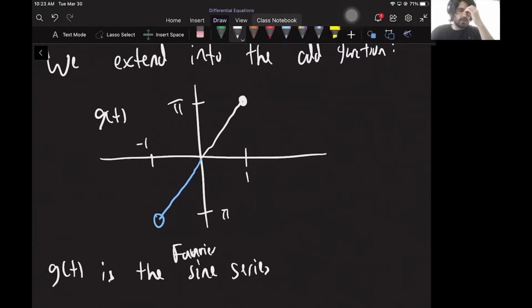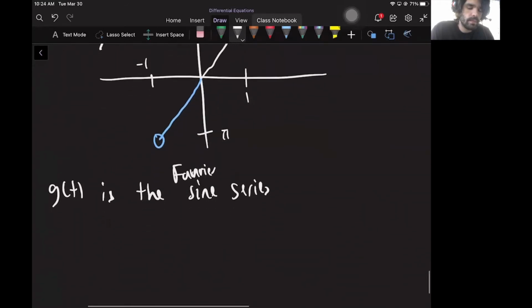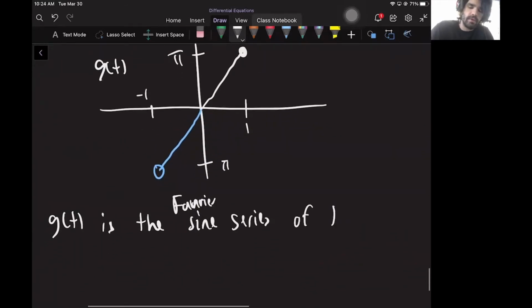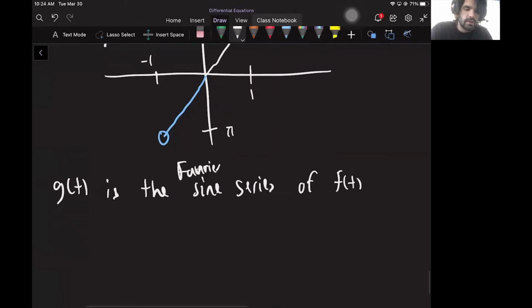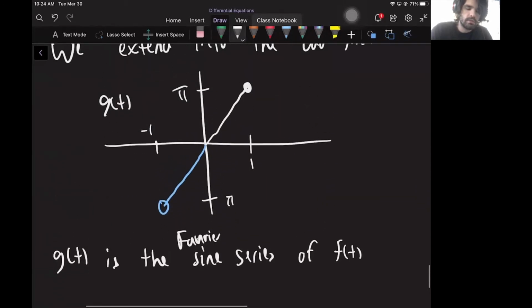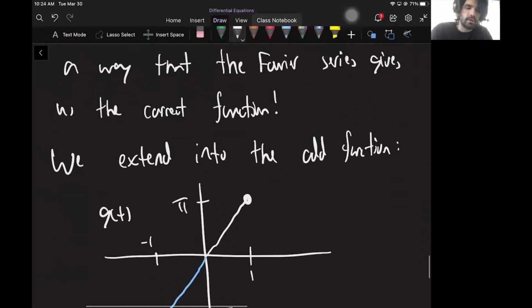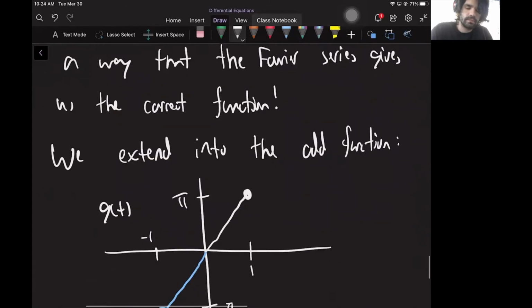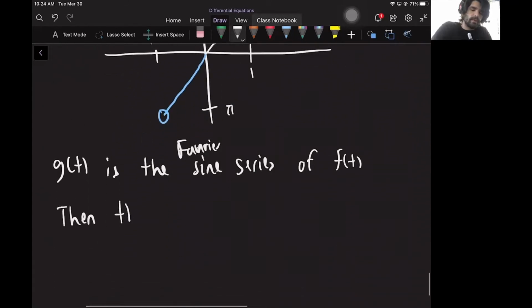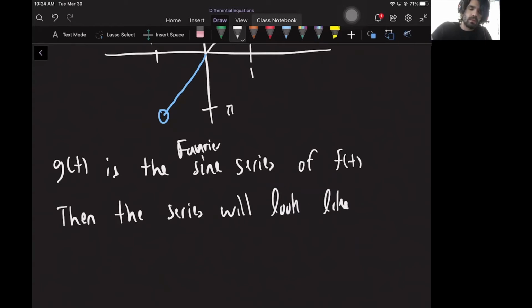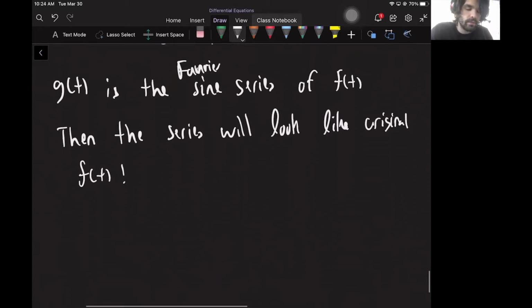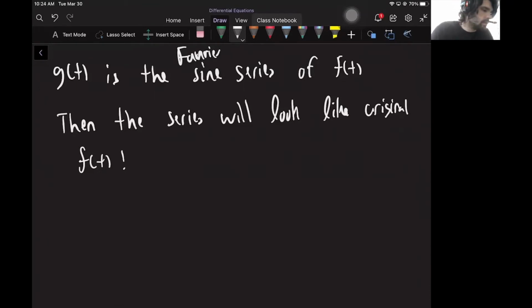But what we just saw is g of t, if I do its Fourier series, if I just do the Fourier sine series of f of t, then that's how I get this g of t. And because the Fourier series is so wonderful, g of t is just this function, but its Fourier series is the whole thing, is all of these, because it just keeps repeating. So then the series will look like the original f of t. Okay, so the whole point is I'm just going to do the Fourier sine series of f of t.